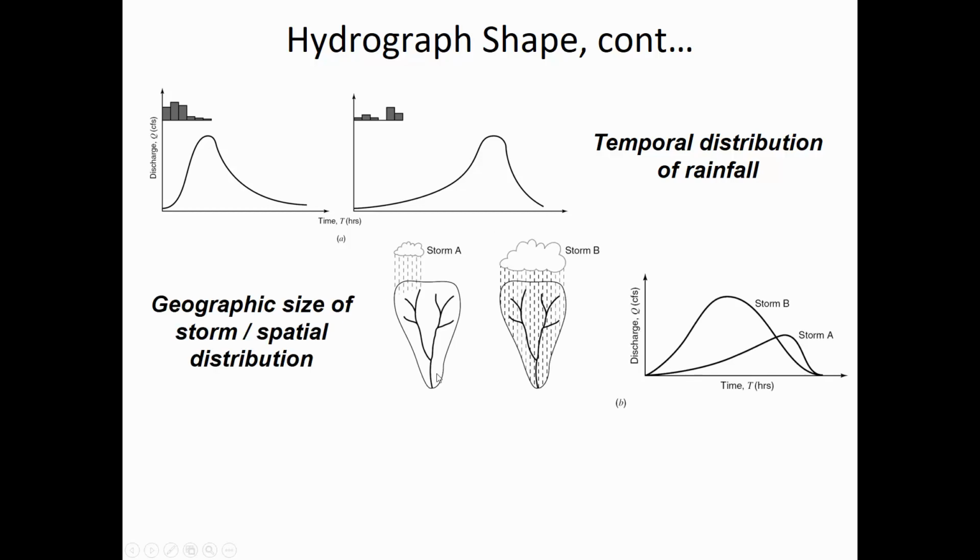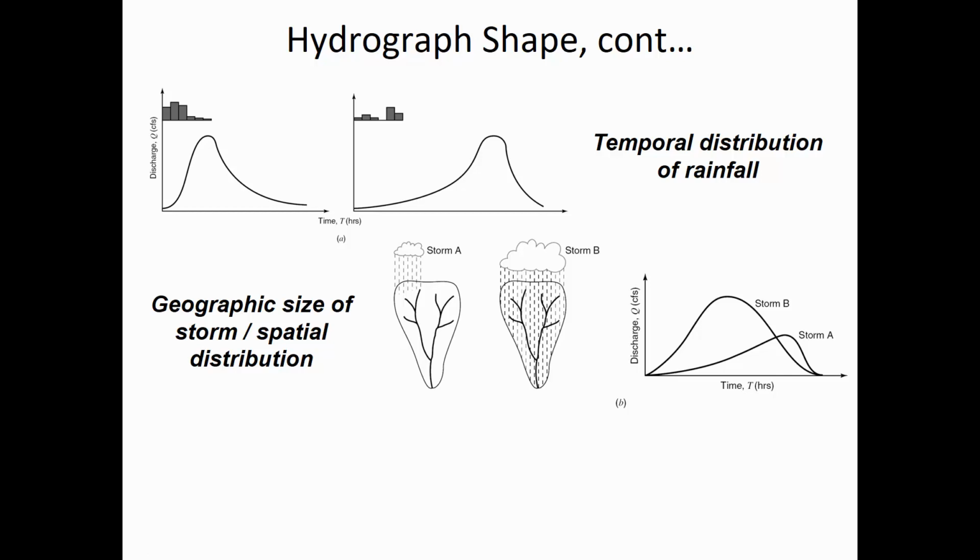Now this one is pretty important too. If it's only raining on part of a watershed, then the amount is going to be less compared to if it's raining over the entire watershed. But then there's also an effect of timing. So I think the amount part is obvious. You know, there's less rainfall, so there's going to be less runoff. But it also causes, relatively speaking, a delay in the peak.